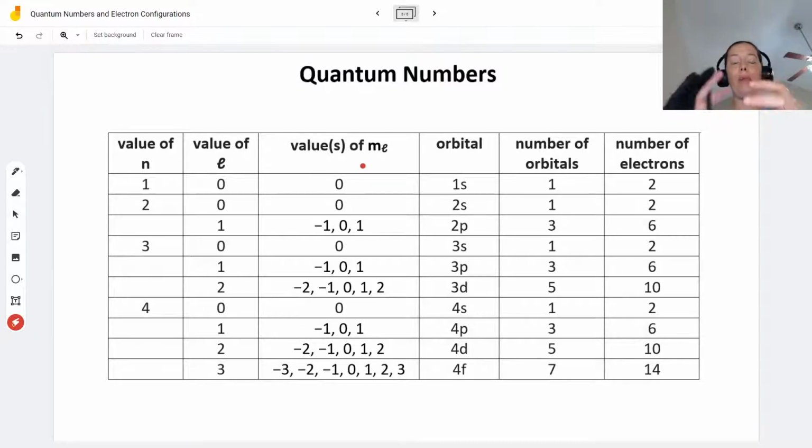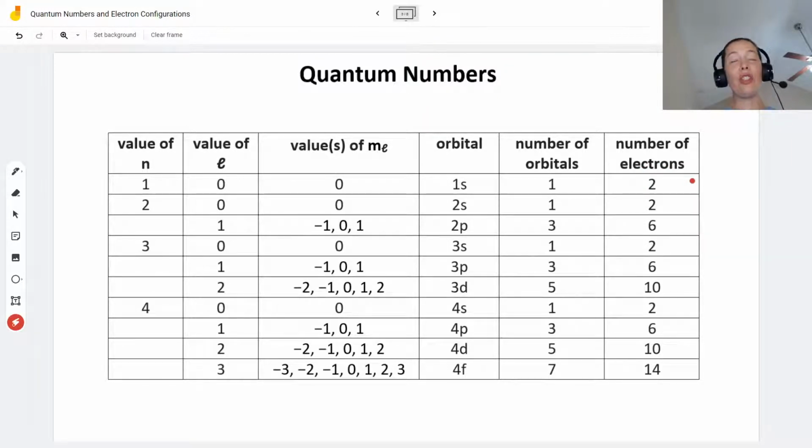So you can think of it like a ball in 3D space. This is going to be the 1s orbital because our value of n is 1. There is only one 1s orbital, and it can of course hold 2 electrons. Each orbital can hold 2 electrons.